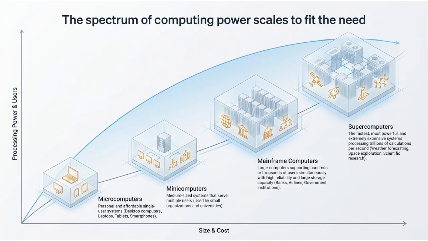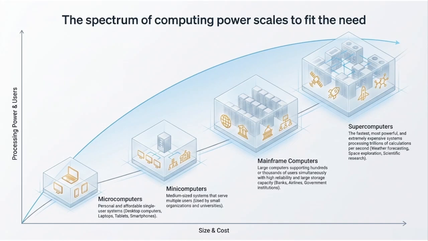Let's look at a brief summary of types of computers basing on their processing power. Computers are classified based on their processing power and size. At the very top, we have supercomputers, which are the fastest and most powerful. They are used in weather forecasting, and they can also be used to conduct scientific research. Then we have the mainframe computers, which support many users at once. For example, in banks and also in government institutions.